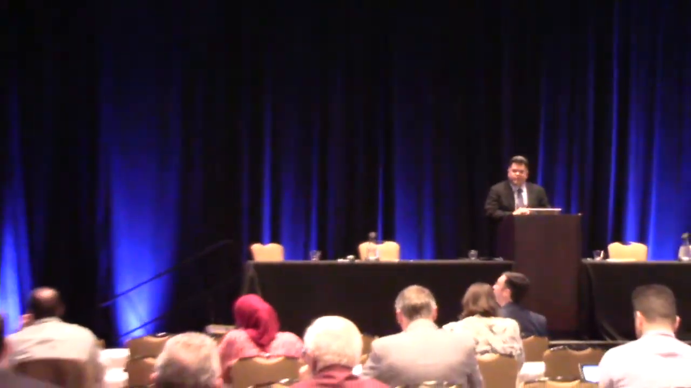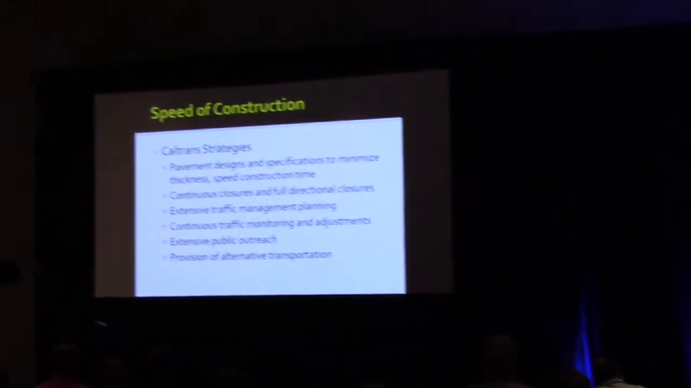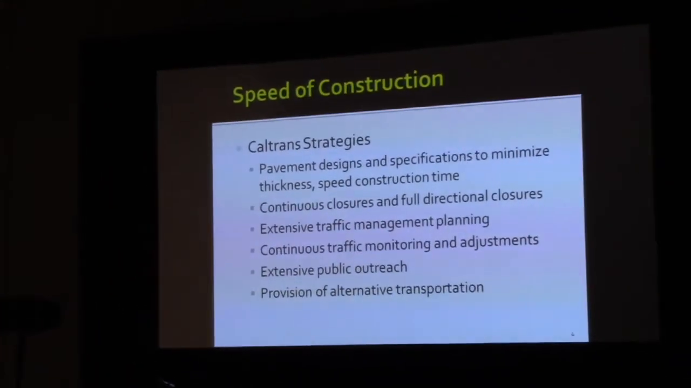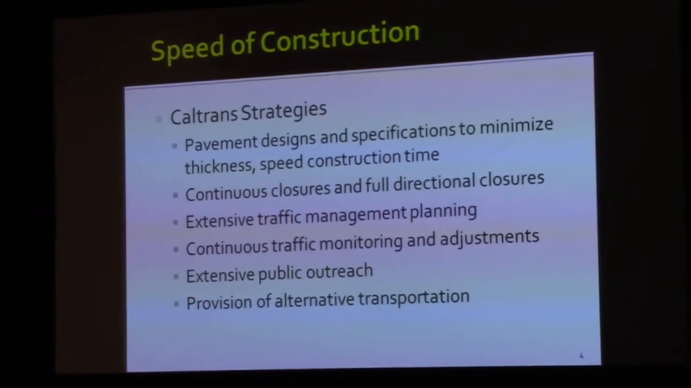Speed of construction, some of the strategies that are used, they look at different types of pavement structural designs, utilizing different technologies that a lot of you are involved with in asphalt pavements. How can we take our current structural sections, make them thinner, and still have high-performing pavements? Also looking at different types of closures, whether it's continuous, full interstate highway closure, or if we're just looking at directional closures.